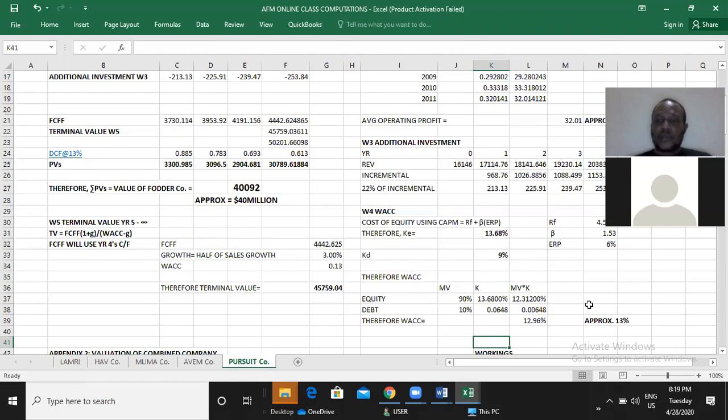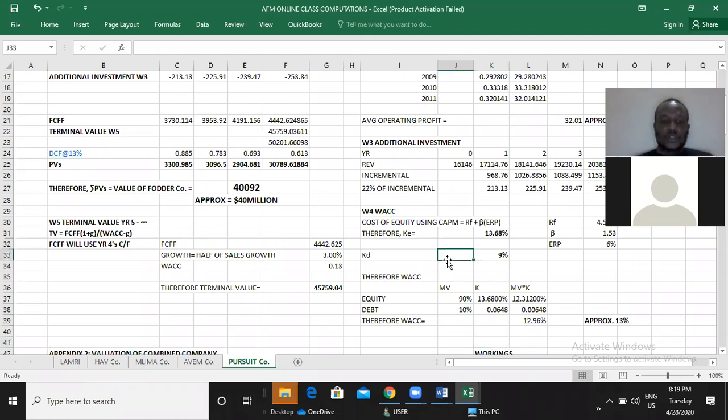So our WACC is approximately 13%, and we use that 13% to discount our cash flows, so that we're able to get our present values, and the summation of these present values gave us our value for Fodaco. And so that was a very important part of that first computation, and that basically ends our Appendix 1.